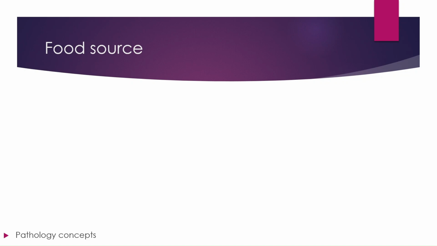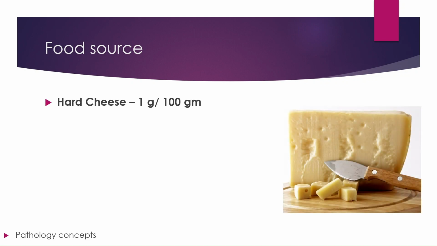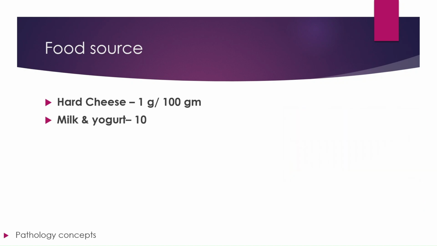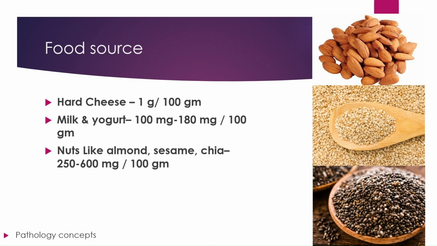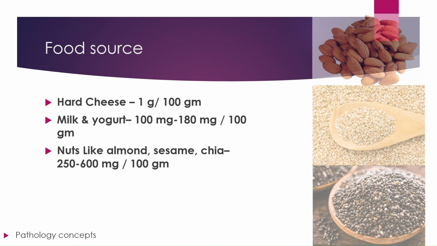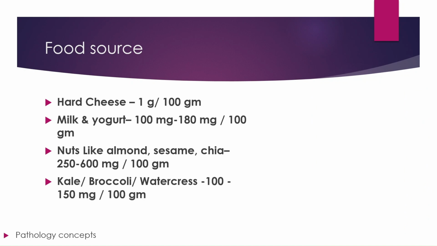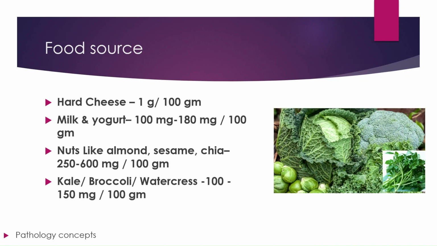Let's understand food sources. Hard cheese contains 1 gram of calcium per 100 grams of cheese. Second is milk and yogurt. They contain 100 milligrams to 180 milligrams per 100 grams of milk or yogurt. Nuts like almond, sesame, chia seeds contain 250 to 600 milligrams per 100 grams of nuts. Vegetables like kale, broccoli, watercress contain 100 to 150 mg per 100 grams of vegetable.